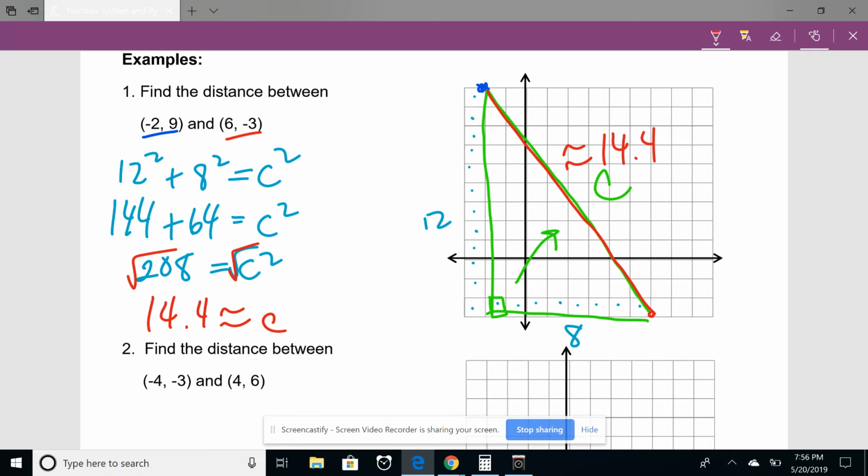So fairly simple, and actually the blocks are there to help you figure out what the lengths of the legs are, and then you're just solving for the hypotenuse. In all of these problems, you're solving for the hypotenuse. You're not solving for the legs when you're putting them on a coordinate plane. So it's always going to be C squared that you're trying to figure out.